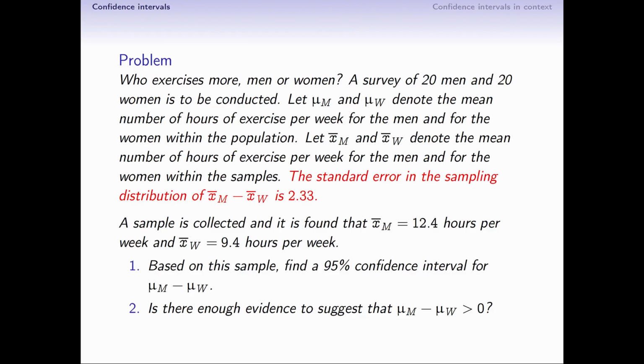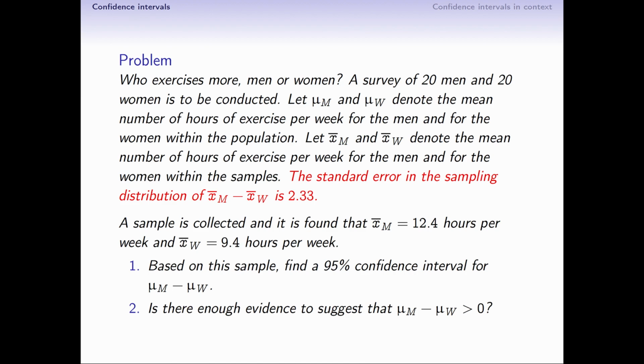Who exercises more, men or women? A survey of 20 men and 20 women is to be conducted. We're going to let mu sub m and mu sub w denote the mean number of hours of exercise per week for the men and for the women within the population. We're going to let x sub m bar and x sub w bar denote the mean number of hours of exercise per week for the men and for the women within the samples. The standard error in the sampling distribution of x sub m bar minus x sub w bar is 2.33.